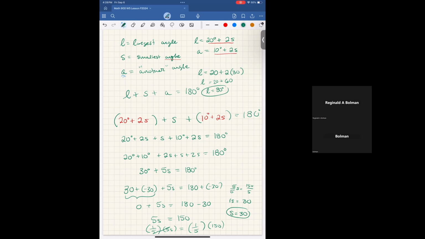And the same is true of A. We have to plug 30 degrees in for our S, where you see our A value. So we'll have A is equal to 10 plus 2 times 30. Well, 2 times 30 is 60, and 60 plus 10 gives you 70. So our A will equal exactly 70 degrees. And that is how we solve this problem statement.